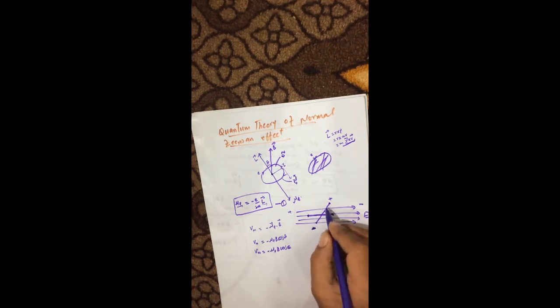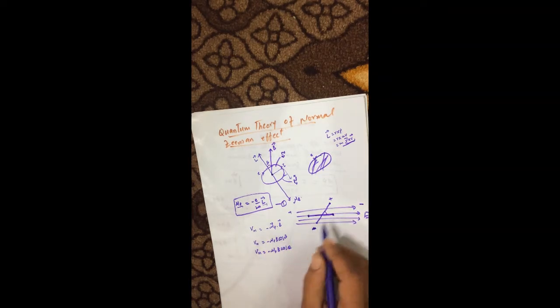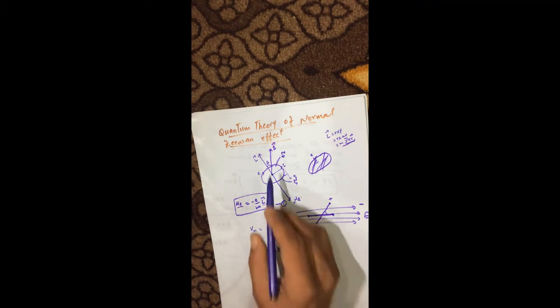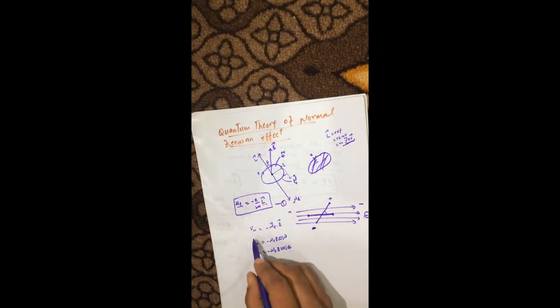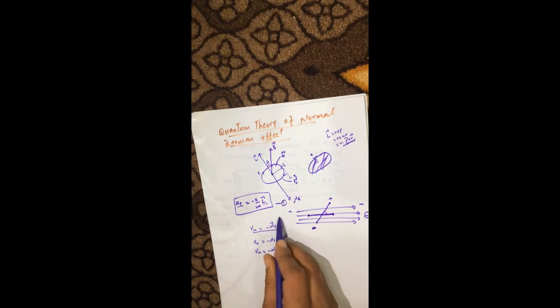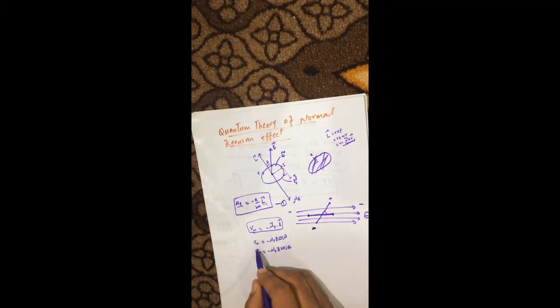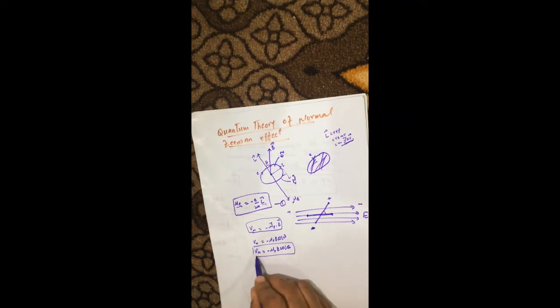During this rotation work is done, and the work done is stored in the form of potential energy. Similarly, when a magnetic dipole is placed in a magnetic field, it also rotates in such a way that it aligns itself in the direction of the magnetic field. There is work done, and that work is stored as potential energy, given by this relation: Vm is equal to minus mu L dot B, or Vm is equal to minus mu L B cos theta. Let's say this is equation number two.